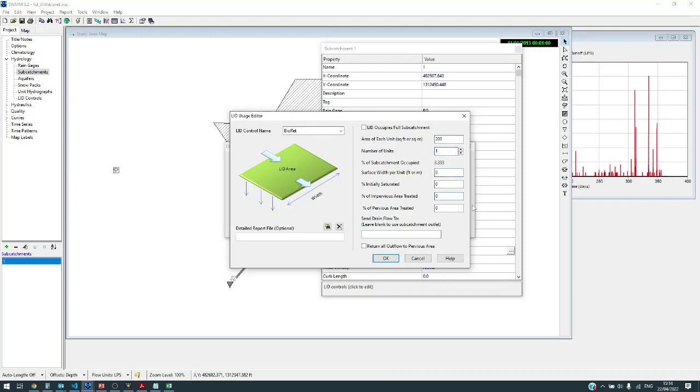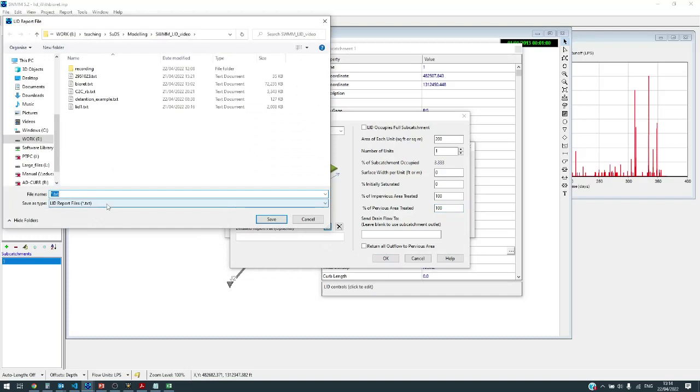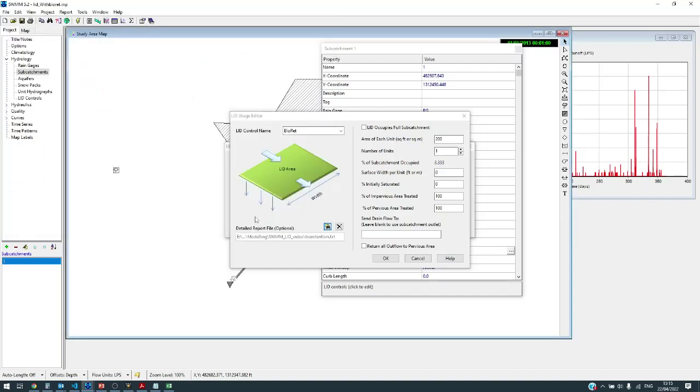The percentage of impervious area treated, let's assume in this case that the total catchment is draining down into this bioretention system before it goes into the stormwater system. Now, importantly, we need to specify a detailed report file, because that will give us an idea of what is going on in this system while the model is running. So done.